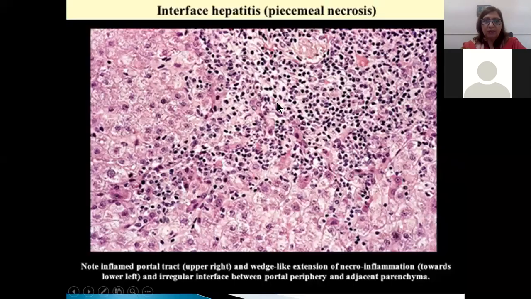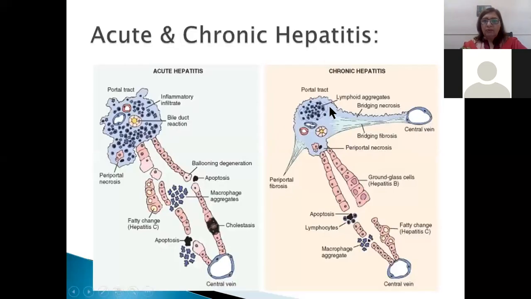This is interface hepatitis. These are inflamed portal tracts present in the upper right, and there is a wedge-like extension which is going into the lobule, and this is called interface hepatitis. And this is the fibrosis or necrosis which can be present between the portal tract and the central vein. It is the bridging necrosis which can occur in cases of chronic hepatitis, and this will be replaced by bridging fibrosis.